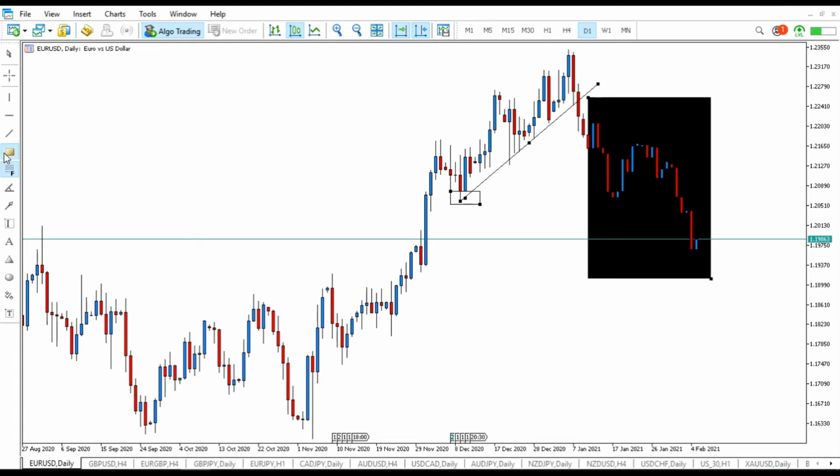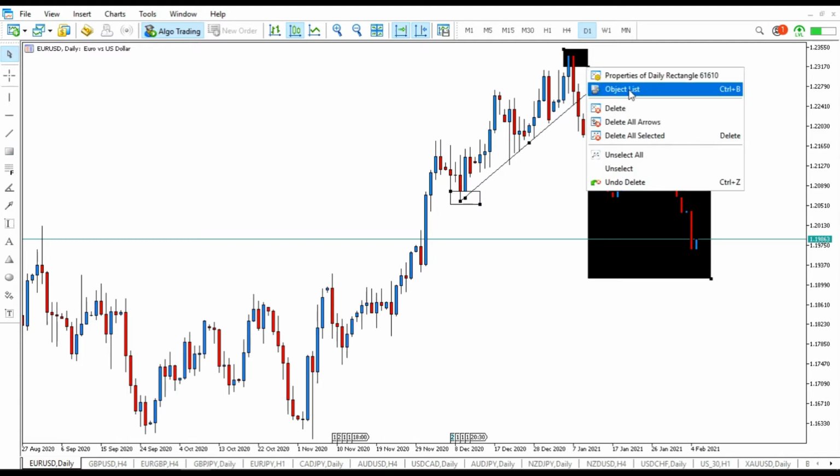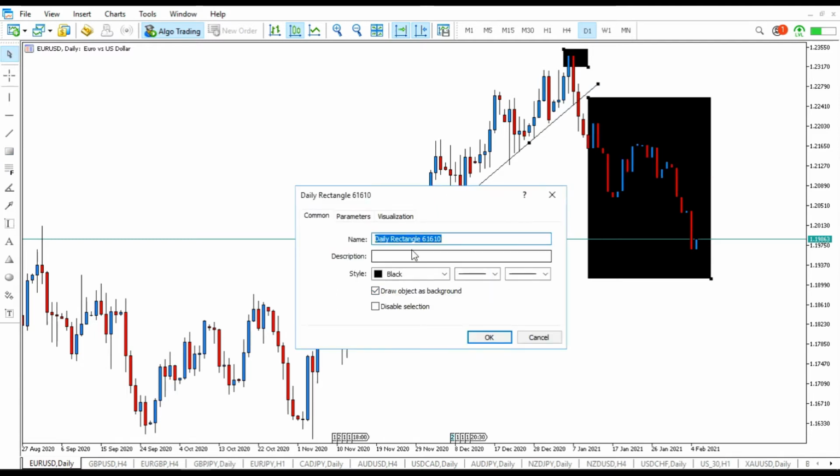So we swing high. Like I said, for the swing low, it's the inverse for the swing high. Let me just get rid of the color.